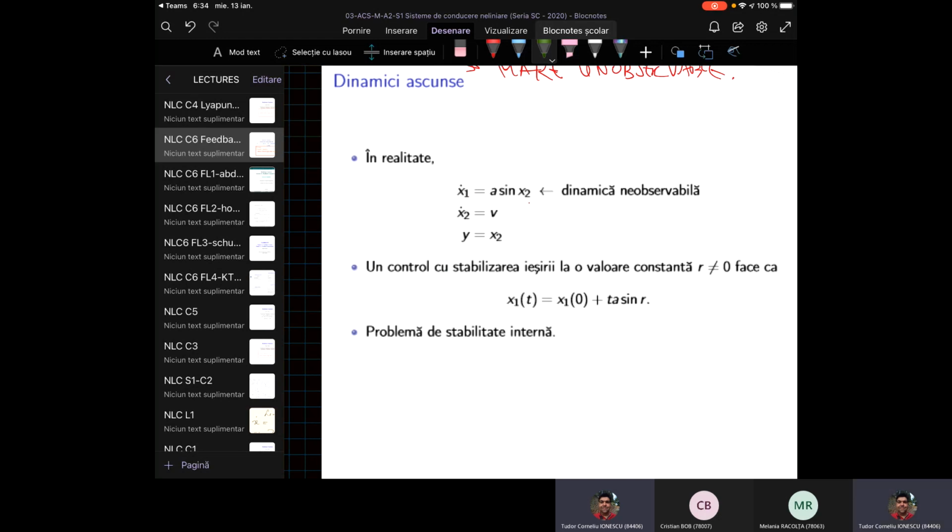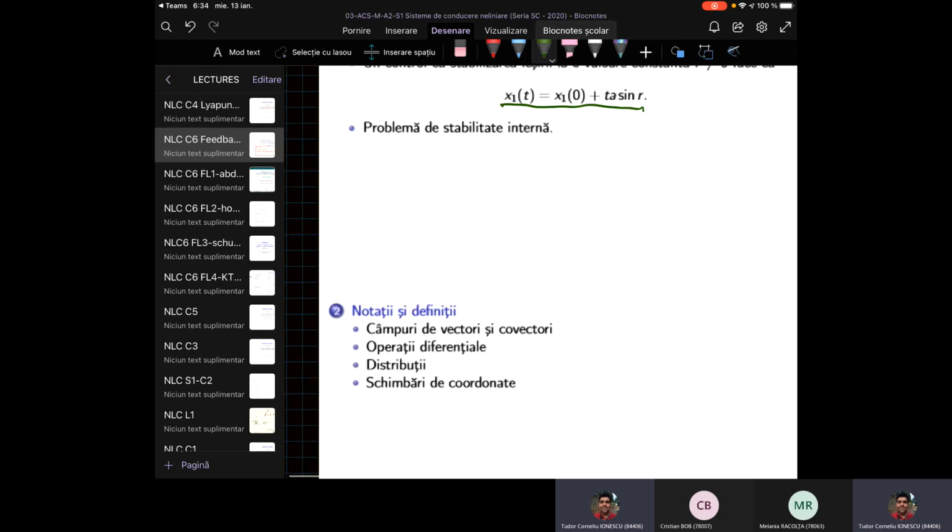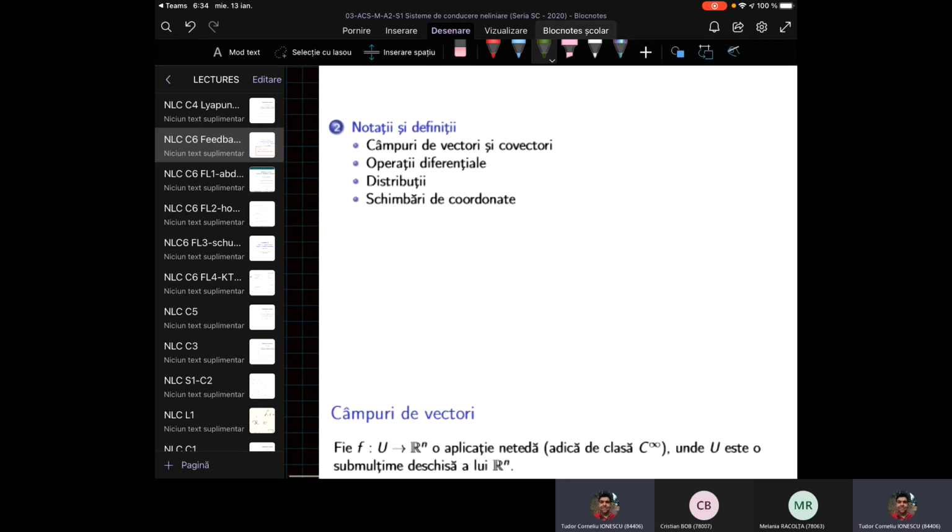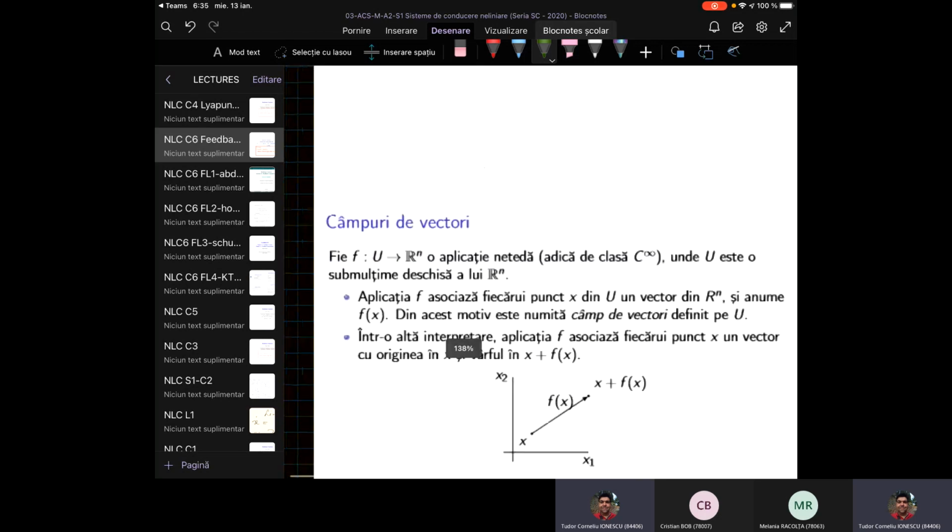So if you take some control input to stabilize the output, to get it to some constant value, you get this relation. So you still have an internal stability problem. To be able to do this in a systematic manner for any nonlinear system, we need to define a few things.